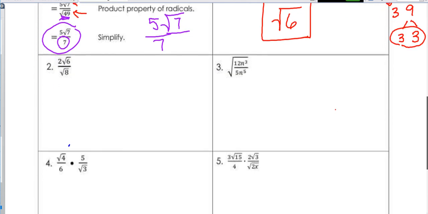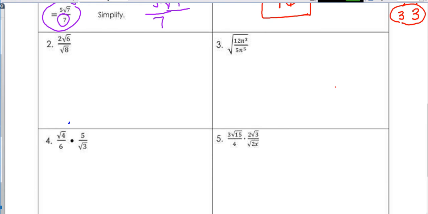Okie doke. Let's go ahead and move on to number 3. So skip number 2 for me. Number 3, we now have variables, but it is not changing how we solve the problem. Remember, if we have a fraction, what do we have to do in order to start simplifying the denominator and numerator separately? Okay, hopefully you said that we have to split up the radicals on the top and the bottom.